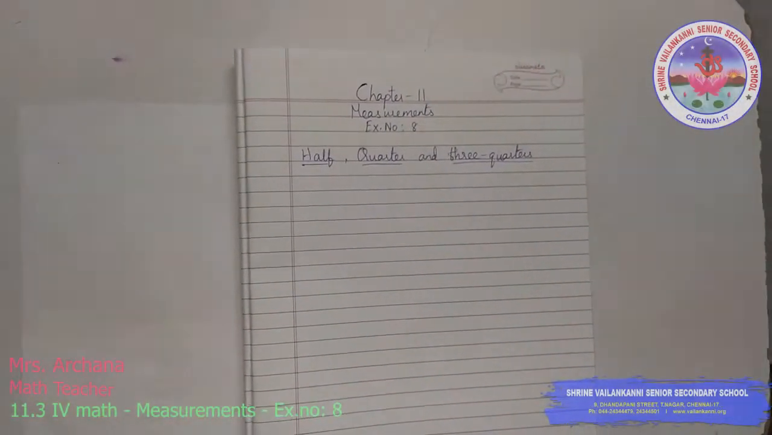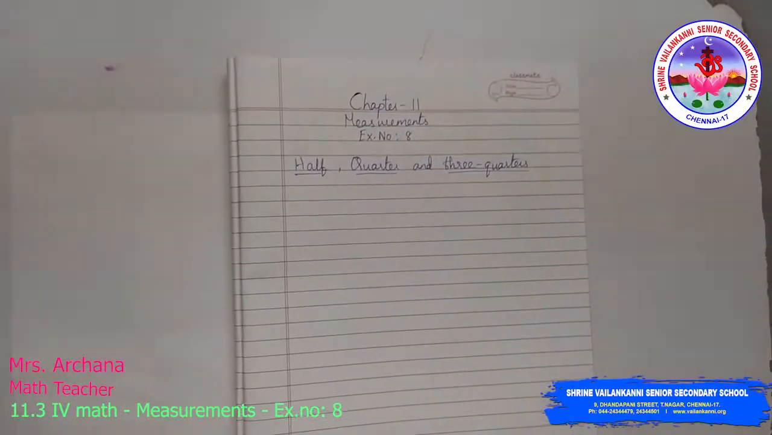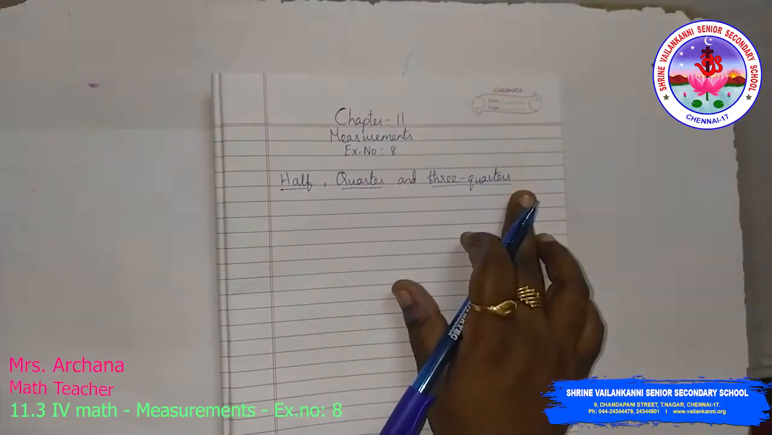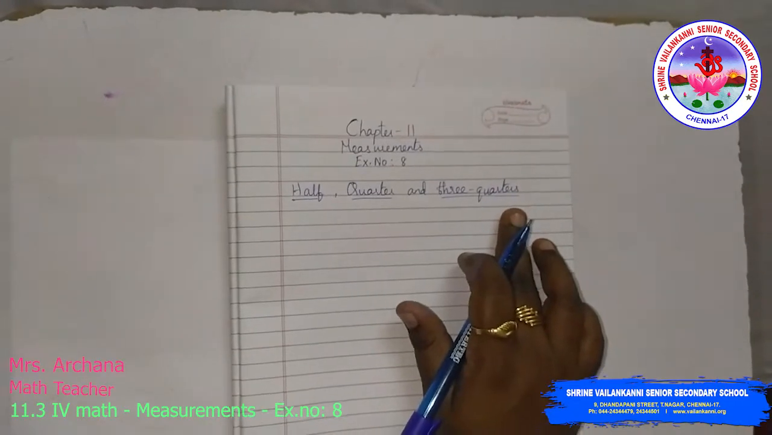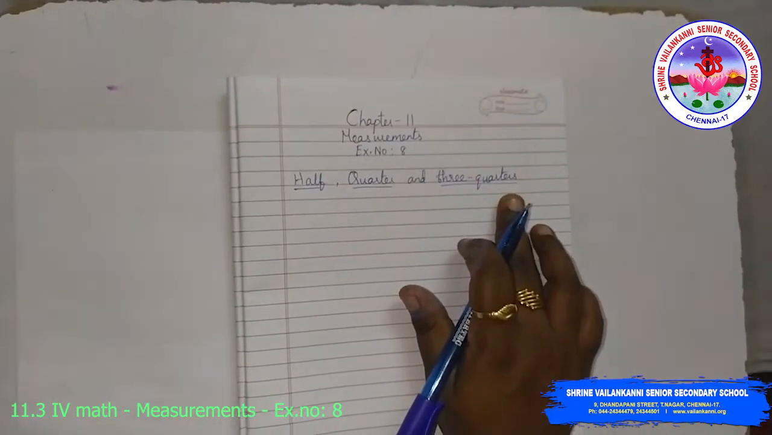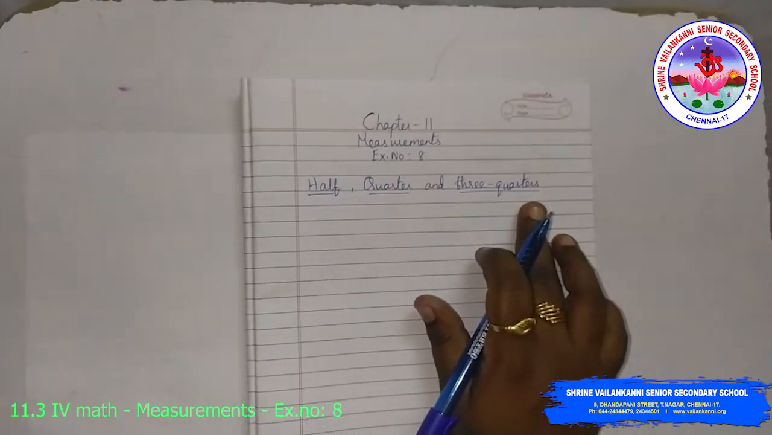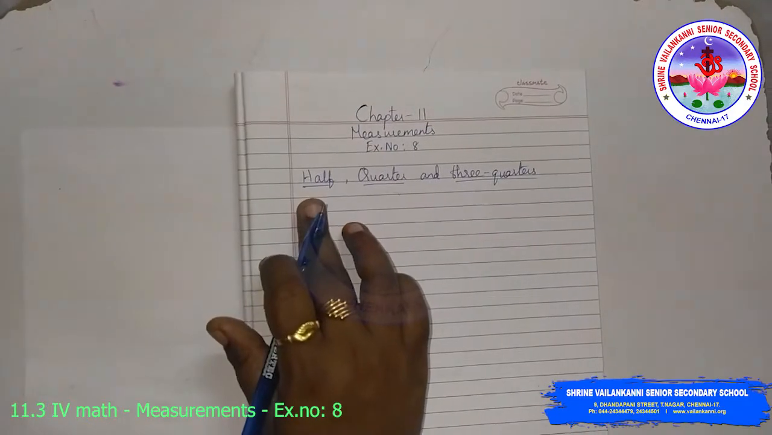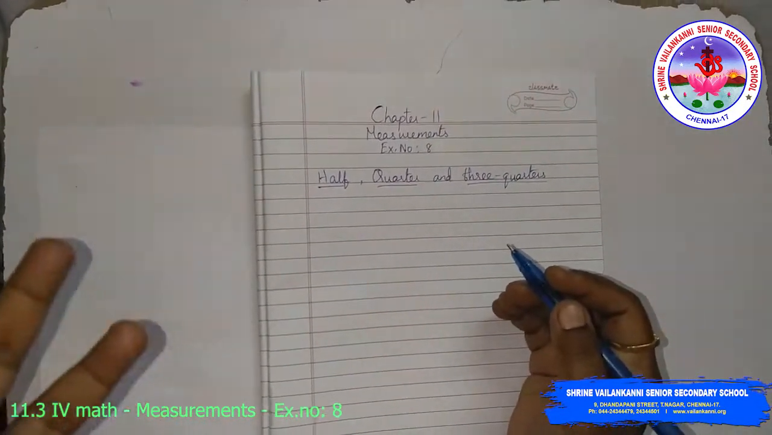Hi children, in this video, chapter 11, exercise number 8, we are going to see the topic half, quarter and 3/4. Using these half, quarter and 3/4 fractions, we are going to work with the meter and centimeter units, and we are going to see how to convert those units. So here, half, quarter and 3/4 in fractions, how do we write them?